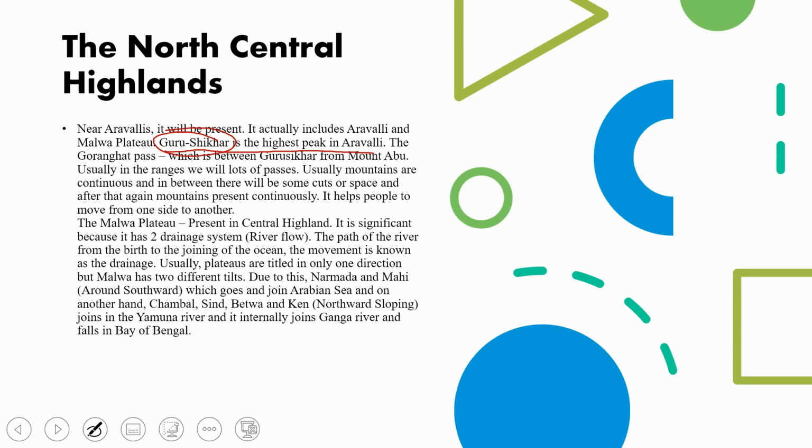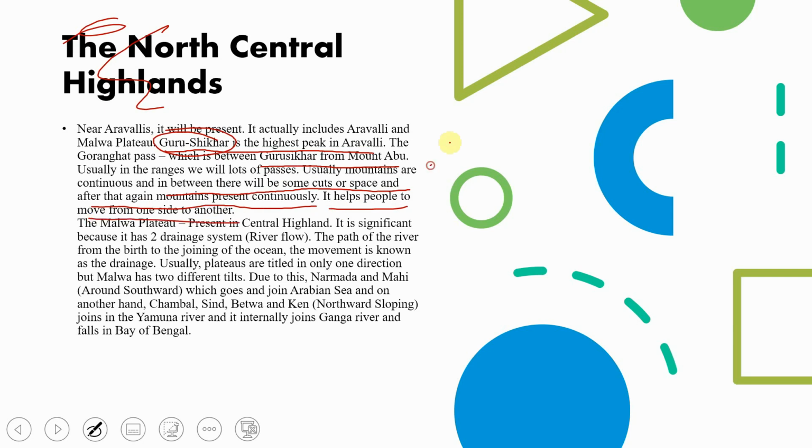Remember this part: Guru Shikhar is the highest peak in Aravali, and the Goran Ghat pass is present between Guru Shikhar and Mount Abu. Usually in mountain ranges we will see lots of passes. We will see one more pass in the Western Ghats also, which connects Maharashtra and Mumbai. Mountains are continuous, and in between there are some cuts or gaps, and after that the mountains are present continuously. It helps people to move from one side to another.